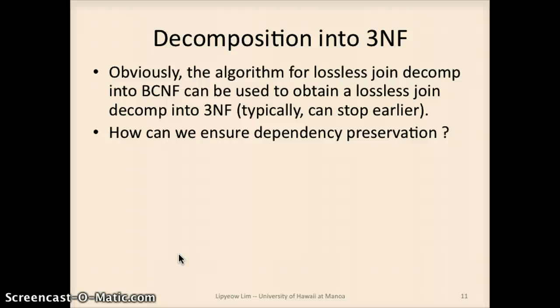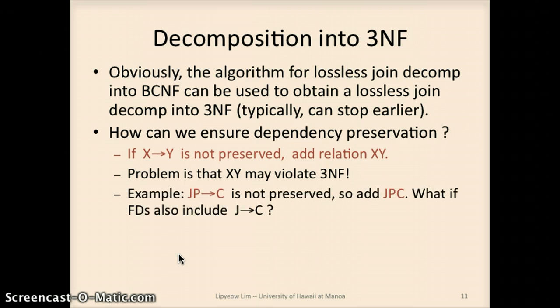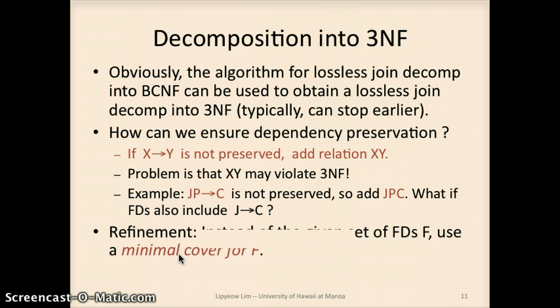Now, how do you decompose into 3NF? You can actually modify the algorithm for BCNF decomposition and stop earlier. But how can we ensure dependency preservation? Here we have a problem. One approach is that whenever an FD is not preserved, I add it back in. But then that FD may violate 3NF, so that could be a problem. I'm going to skip this example.